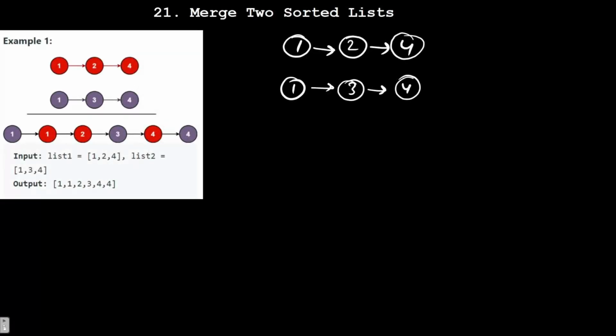Hello and welcome. In this video, we are going to solve problem number 21 of LeetCode. In this problem, we are given two linked lists in sorted order. You can see that we have two linked lists, list 1 and list 2, which are already in sorted order: 1 2 4 and 1 3 4.